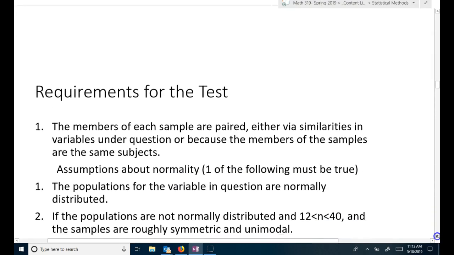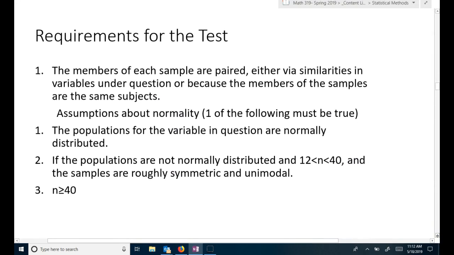All right, now requirements for the test. First, the members of each sample are paired, either via similarities in variables under question or because the members of the samples are the same subjects. And so that's our pre and post.